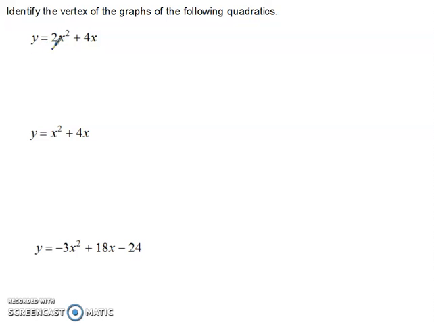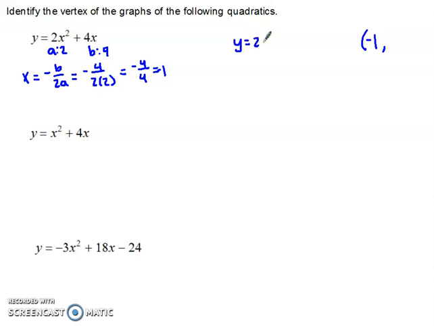In my first example, I've got an a value of 2 and a b value of 4. So x is going to equal negative b over 2a, which is negative 4 over 2 times 2. Negative 4 over 4, which is negative 1. So my x value is negative 1, and I need to find my y value. So I go back and I plug in that negative 1. I end up with 2 minus 4, so y is negative 2, meaning my vertex is at the point negative 1, negative 2.